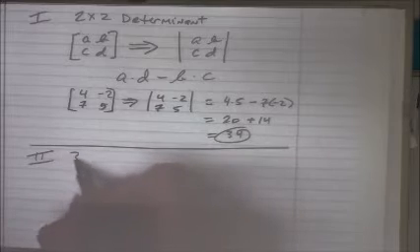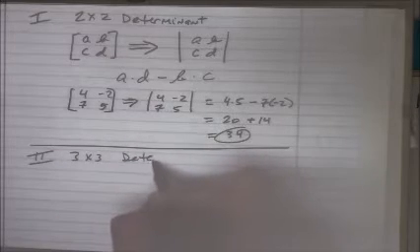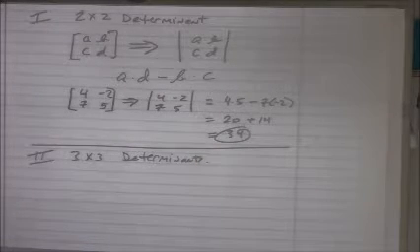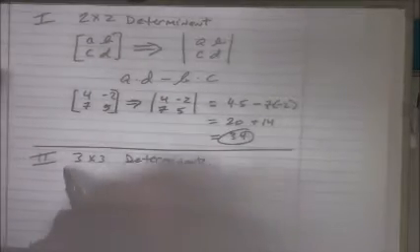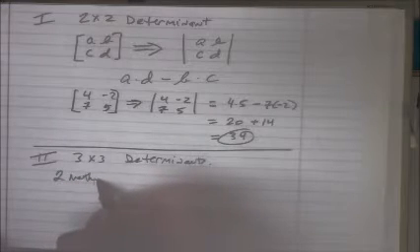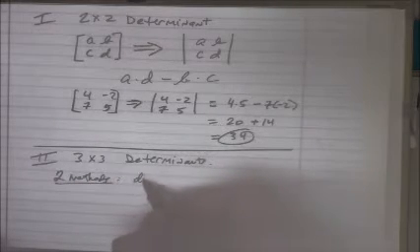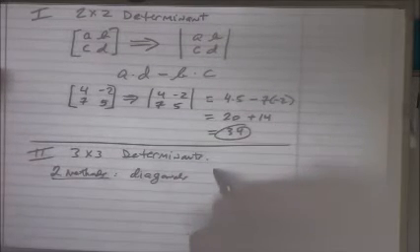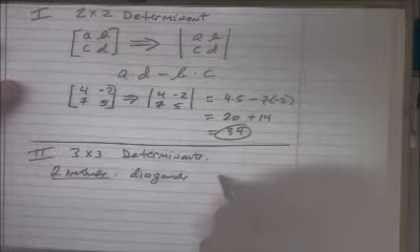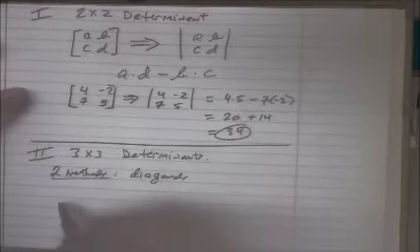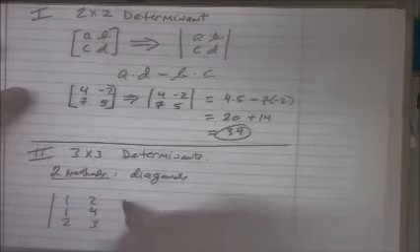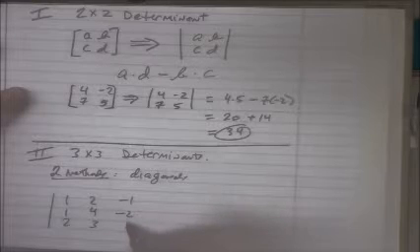Second part now, we're going to look at 3 by 3 determinants. There are two methods of doing this. One of them is using diagonals. Let's draw a 3 by 3 out here first. Let's say 1, 1, 2, 2, 4, 3, -1, -2, and 1.